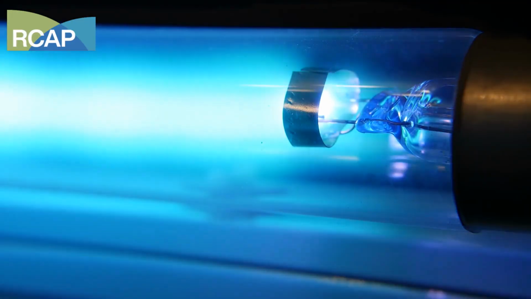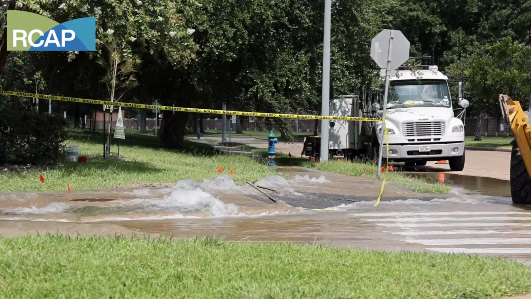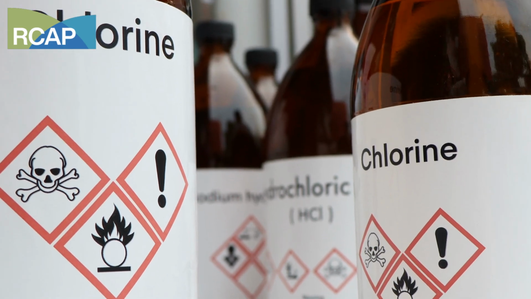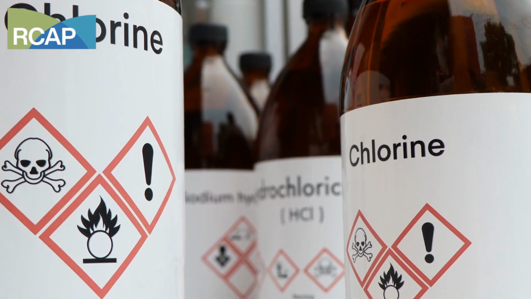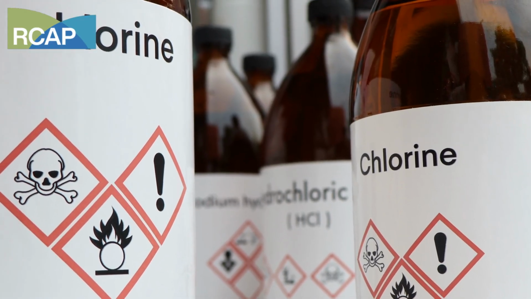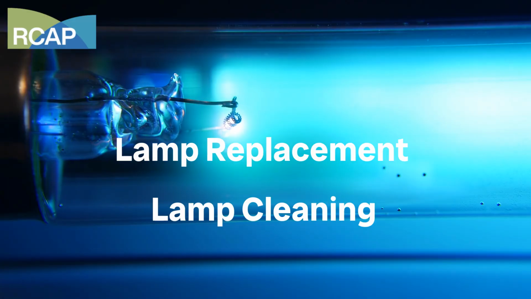However, UV offers no residual protection. Once the drinking water leaves the treatment plant, it is vulnerable to contaminants that could enter the distribution system from leaks and main breaks. Therefore, UV is often combined with a small amount of chlorine to ensure the drinking water remains protected throughout the distribution system. UV systems also need regular lamp replacements and cleaning to function properly.